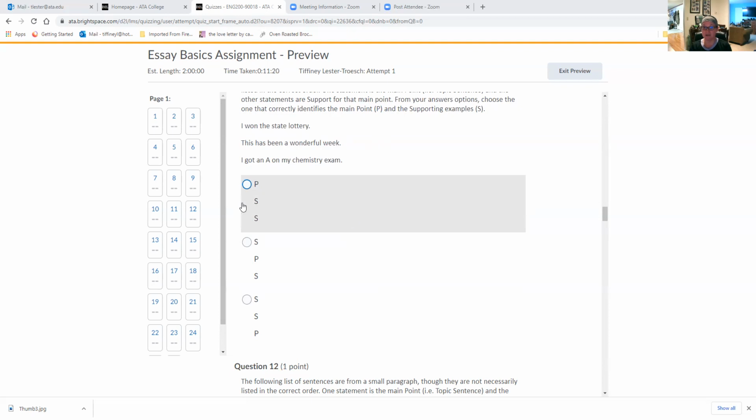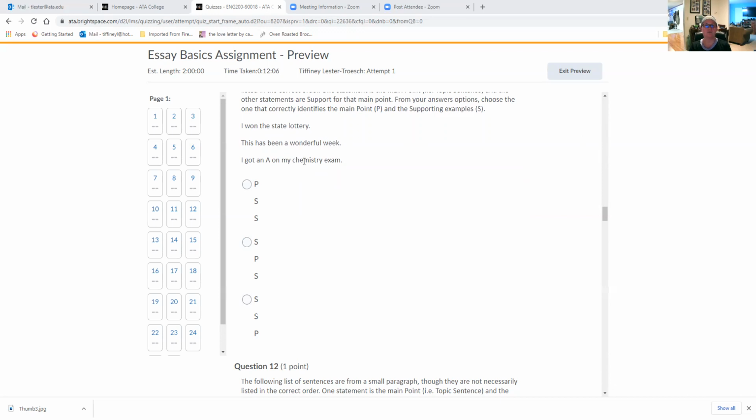So we have 3 options here. If you think the first sentence is the main point, and these 2 are the supporting examples, then you would choose this answer, PSS, right? If you think the second sentence is the main point, i.e. the topic sentence, and the one above and the one below it are the supporting examples, then you would choose this option, SPS, right? Support, point, support. And if you think the third sentence is the main point, topic sentence, then you would choose the last option, SSP, right?